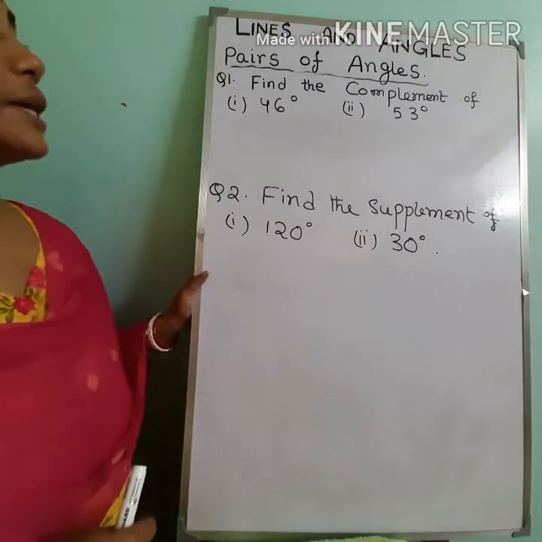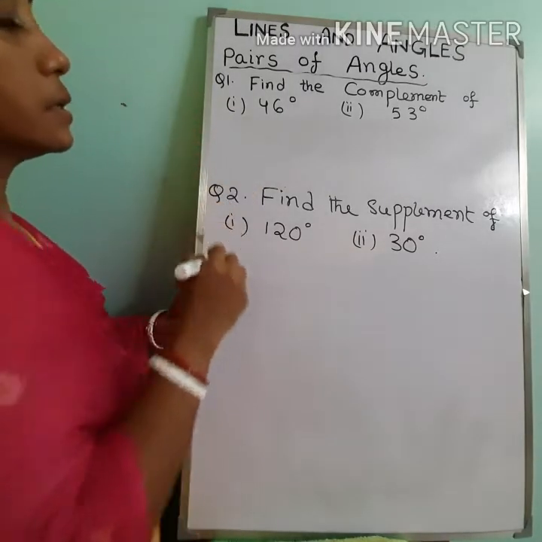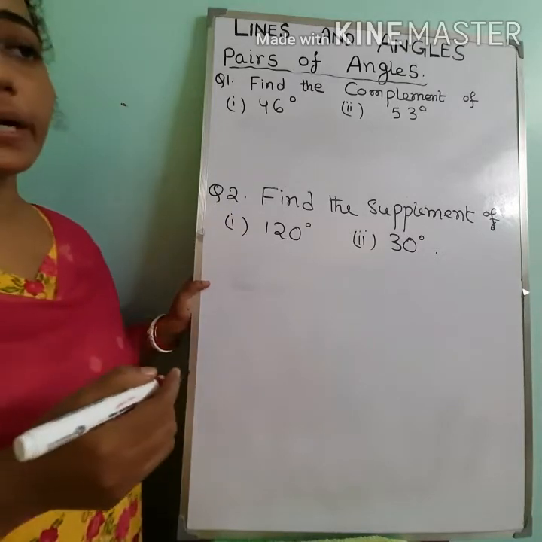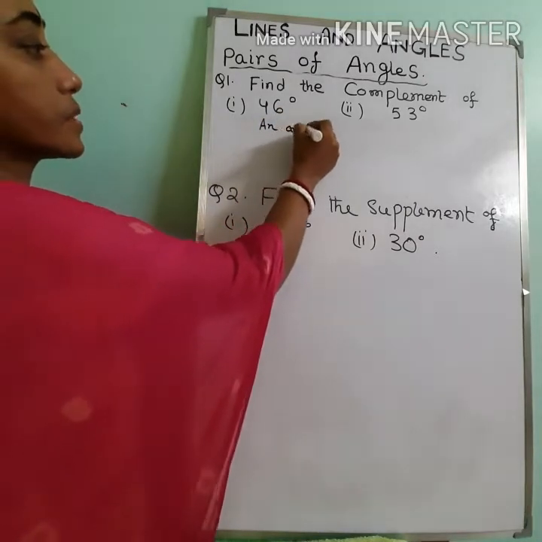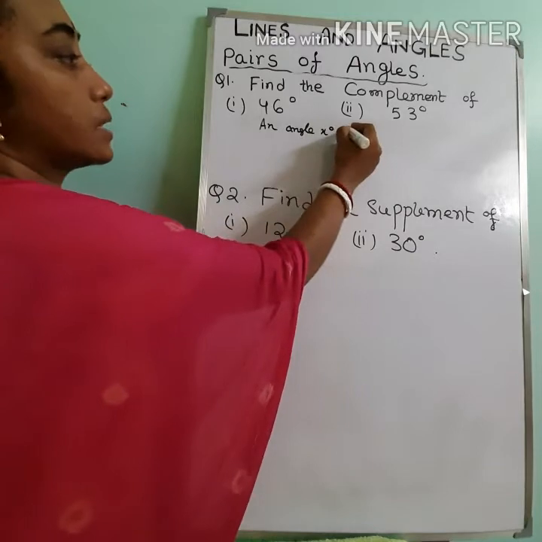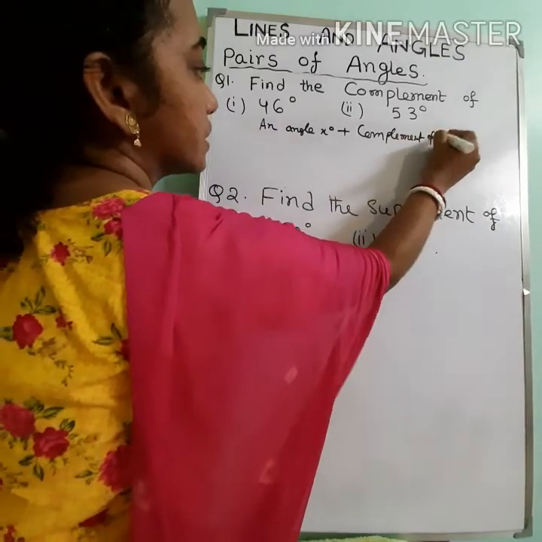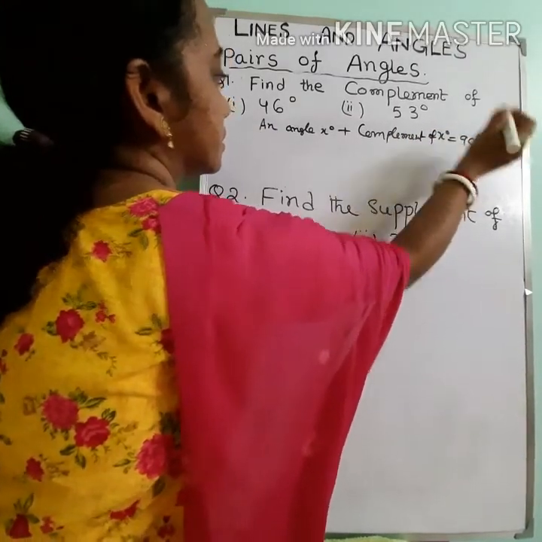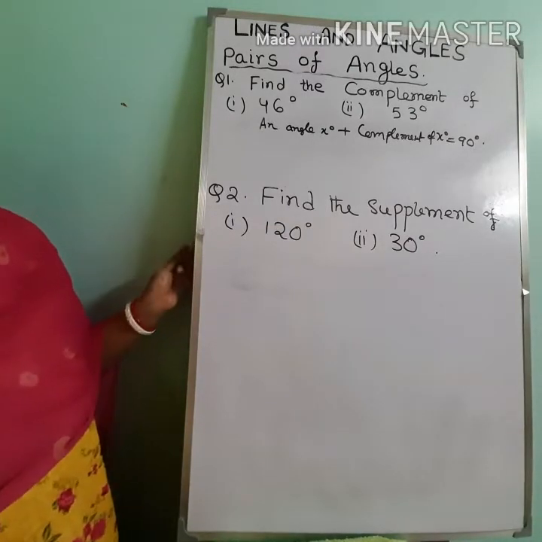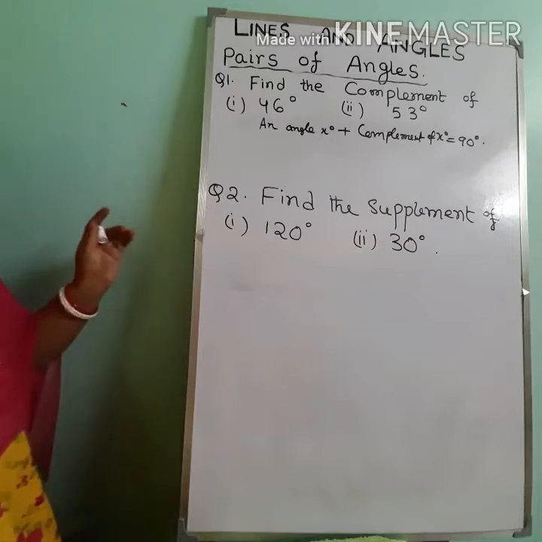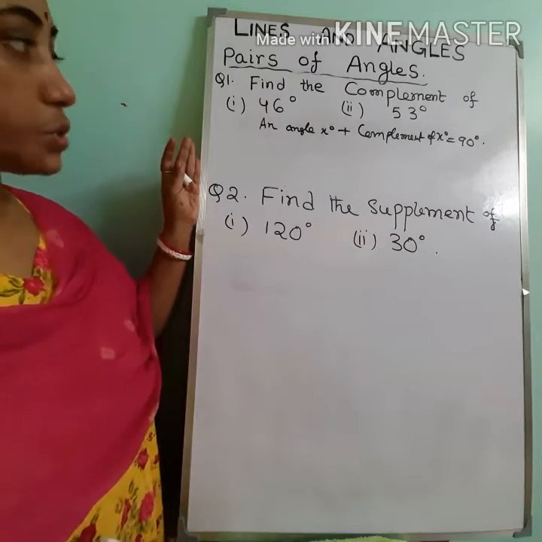Let us do some questions, that is, to find the complement of 46 degree. We know that the measure of an angle and its complement is 90 degree. Suppose an angle x degree plus complement of x degree is equal to 90 degree. So that means the sum of two angles is 90 degree if one angle is the complement of the other. So let the angle be x degree, then x degree plus complement of x degree is equal to 90 degree.